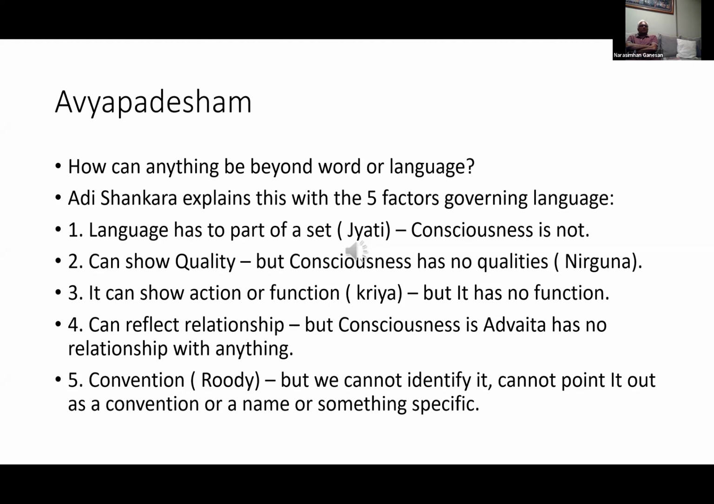A language can show a function, a kriya, say you have a driver or a cook, or a heart as a function in the body, whereas consciousness has no function. A language can also reflect a relationship, like a friend, brother, father, whereas consciousness is totally independent, it is Advaita, it has no relationship with anything else. A language can also be used as a convention, in Sanskrit called Rudi, where we can identify something specific by pointing out to something. You cannot do that for consciousness because it is not possible to point out something and say that this is consciousness. Hence Adi Shankara says that you cannot use language or words to describe consciousness.